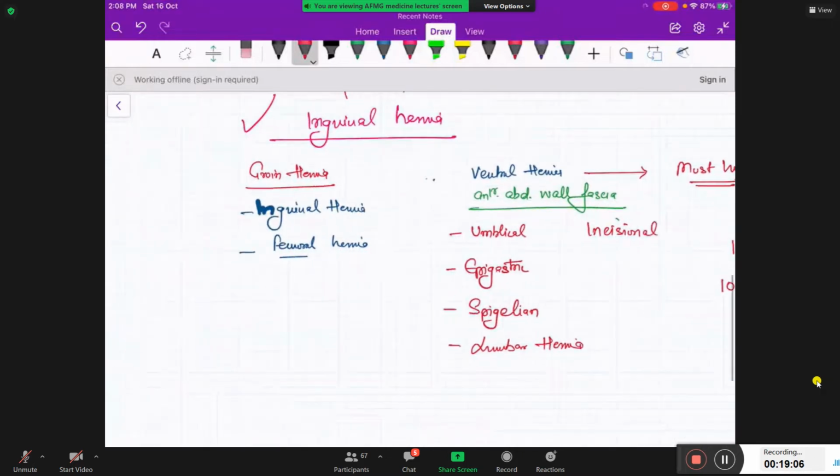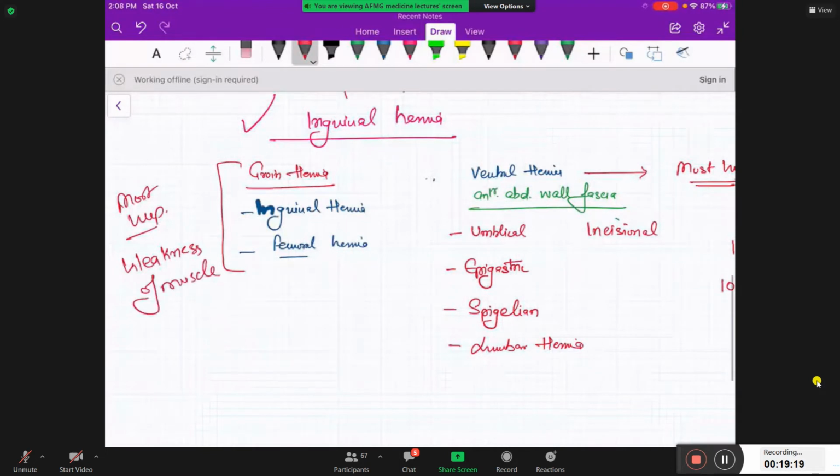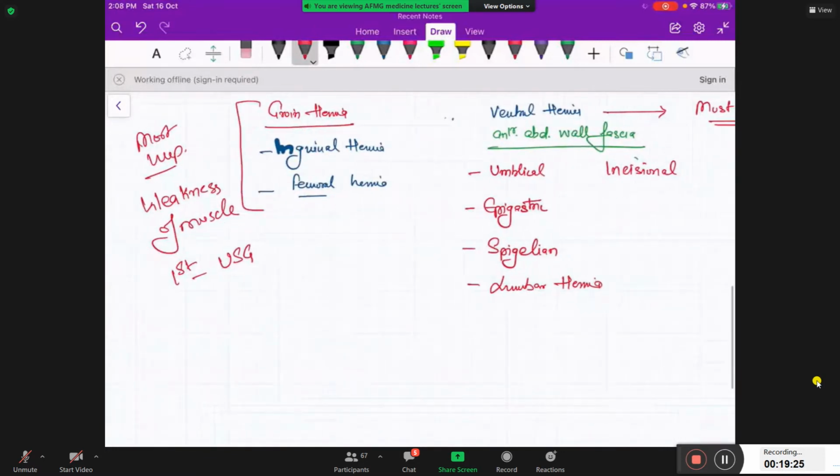Now for all groin hernias, the most important reason is weakness of the muscles. The first investigation here will be ultrasound. Investigation of choice here is MRI, while gold standard is laparoscopy.